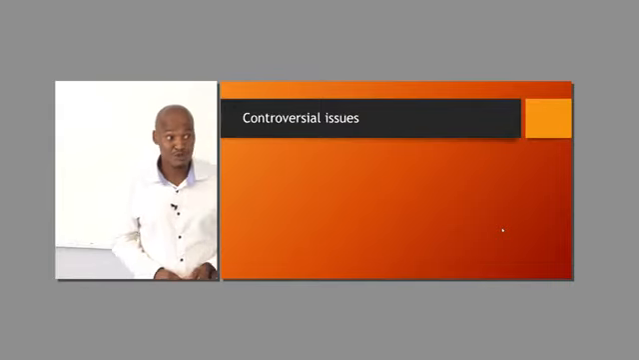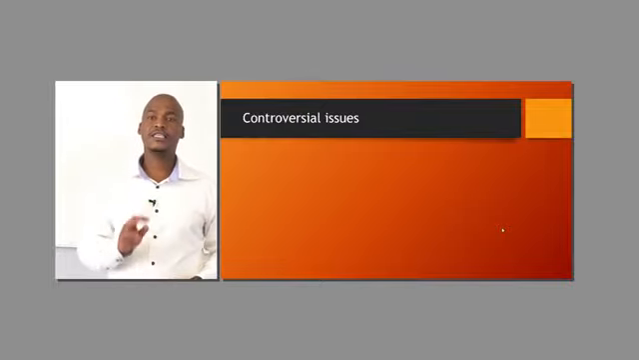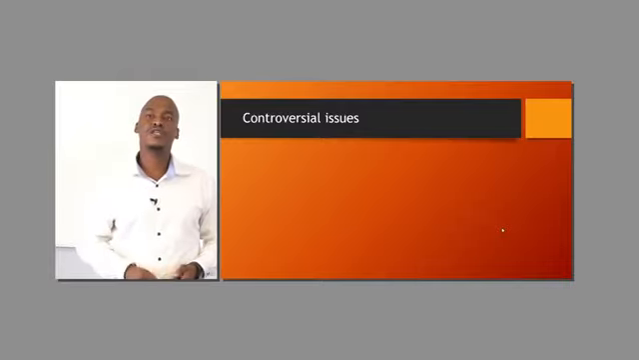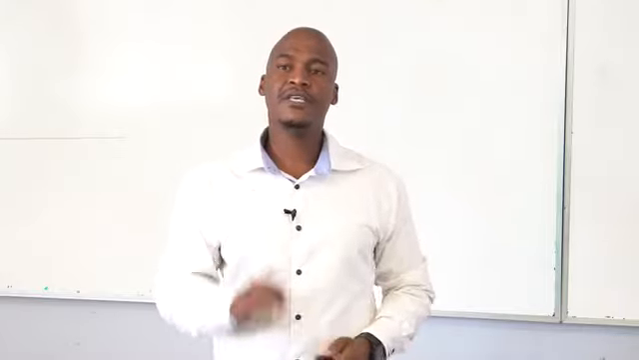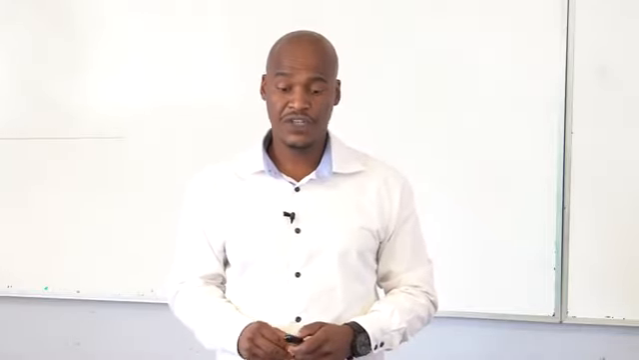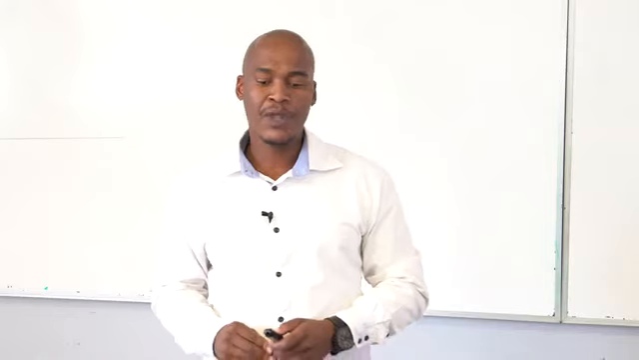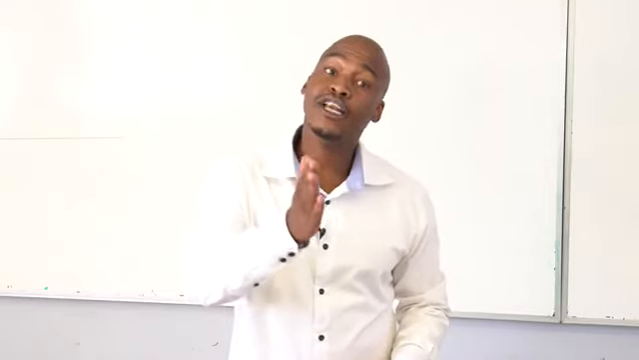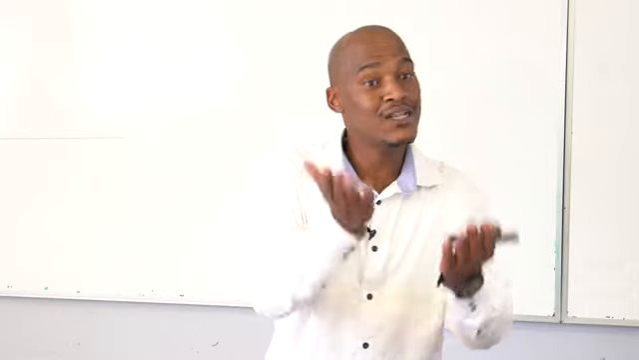In the previous module, in module 6, we came into acquaintance with the different agents that shape our heritage. And one of the things that we learned is how to deal with controversial issues. If we can remember, controversy is a state of prolonged public dispute or debate, usually concerning a matter of conflict or opinion or point of view. So a controversial issue is an issue that always has two sides. It's like a coin, as we call it. A coin always has two sides.